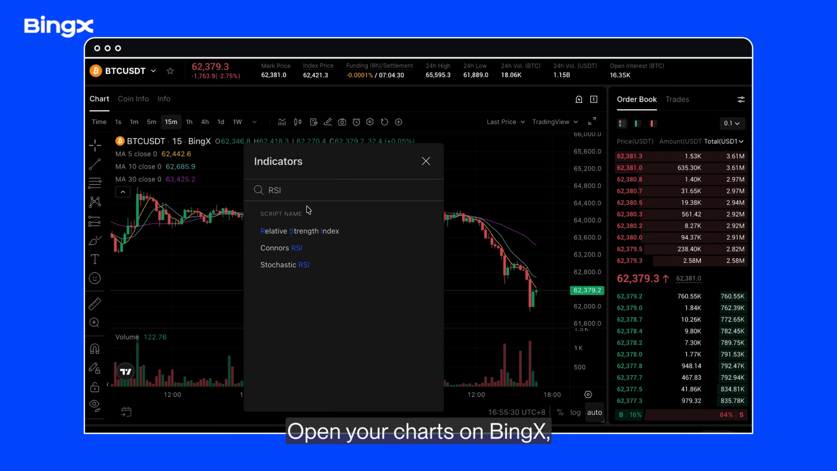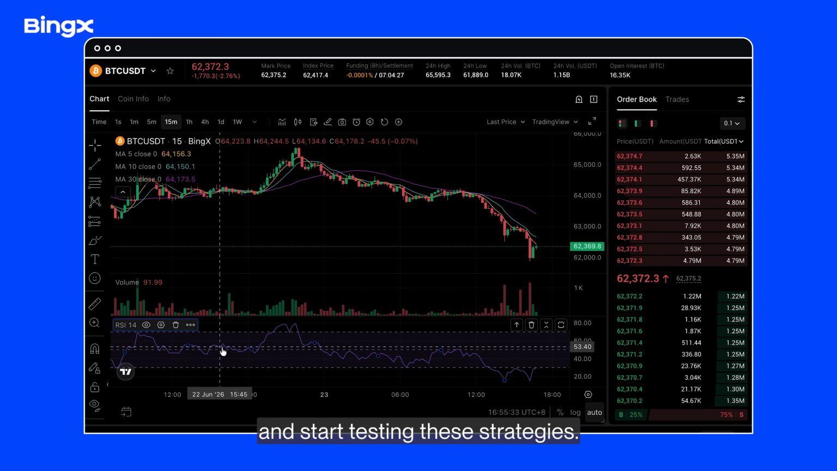Open your charts on BingX and add the RSI indicator and start testing these strategies.